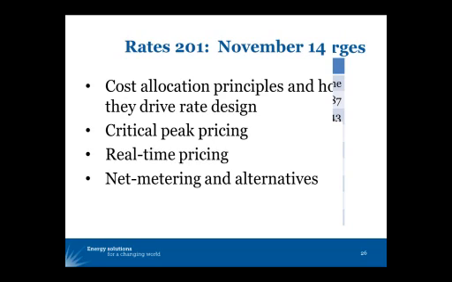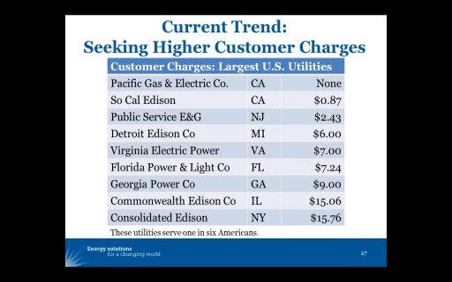maybe meters. Although we'll talk more about meters next week, because smart meters are certainly a different kind of cost than old-fashioned meters were. But with between $6 and $9, that's a customer charge that's recovering billing and collection and maybe meters. And then at the bottom, we have a couple that are above $15 a month. And at that point, the utility is pretty clearly recovering some distribution costs in the monthly customer charge.